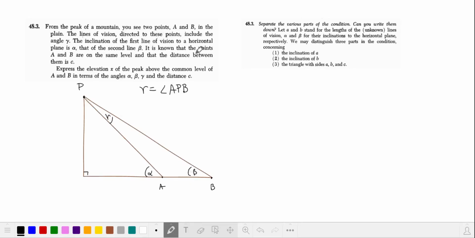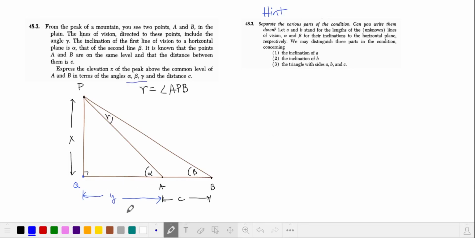We're given that the distance between A and B is C, and we are asked for the elevation of the peak, which they're calling X. Again, here's the hint, and I don't find it particularly helpful, but I've seen problems like this before. I'm going to call this point Q, straight below the peak of the mountain down to sea level. I'm going to call the distance from Q to A, let's call it Y.